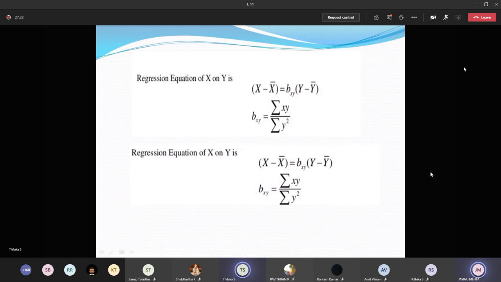Sorry, in this slide I faced the same thing again and again. So here we are having a single equation, x on y. So x minus x bar is equal to b of xy into y minus y bar, and the coefficient has to be calculated with the formula sigma xy divided by sigma y square. Likewise for the y on x formula, y minus y bar is equal to byx into x minus x bar. So byx has to be calculated with the formula of sigma xy divided by sigma x square, small x square.